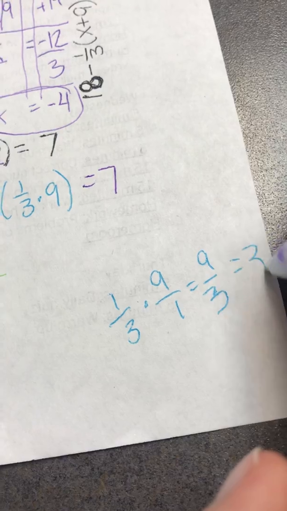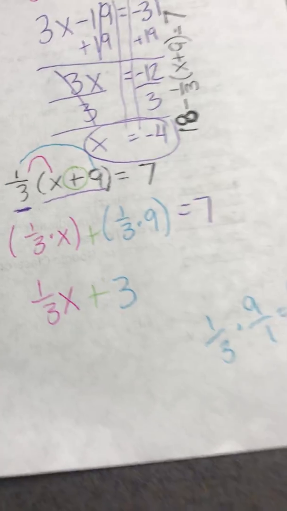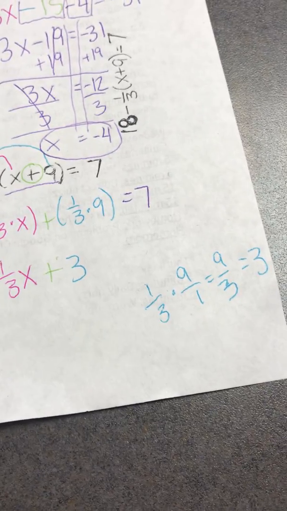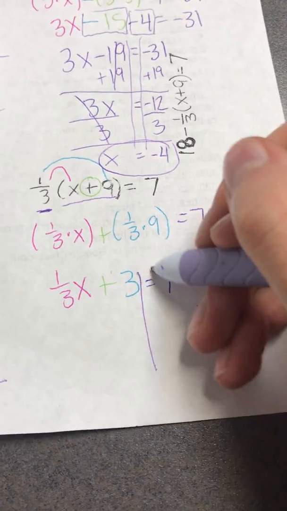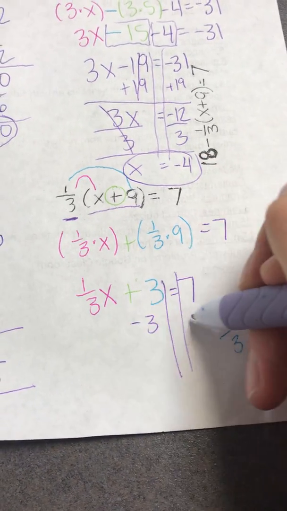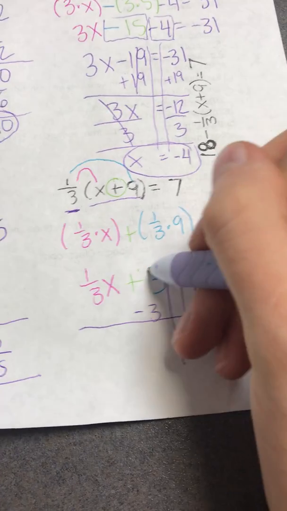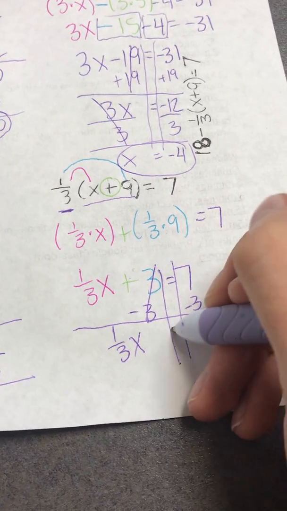Nine over 3 equals 3. So this here equals 3. Here's my work to show why. Now I just solve like normal. So I start with my constant. If I have plus 3, the opposite is minus 3. Plus 3 minus 3 cancel. I have 1/3 x left.